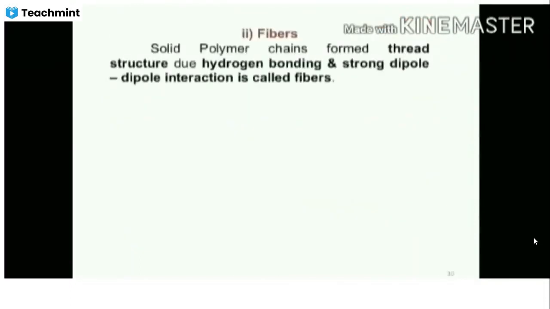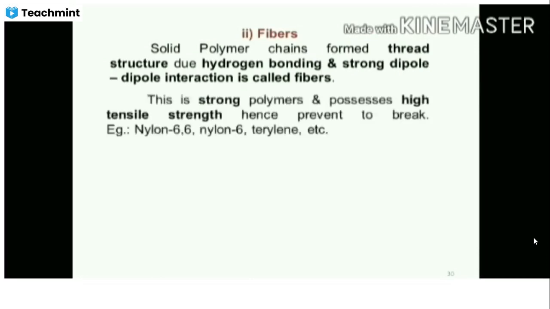Next type is fiber. Solid polymer chains form a thread-like structure due to hydrogen bonding and strong dipole-dipole interaction, and are called fibers. These are strong polymers and possess high tensile strength, hence prevent breaking. Example, nylon 6,6, nylon 6, terylene, etc.